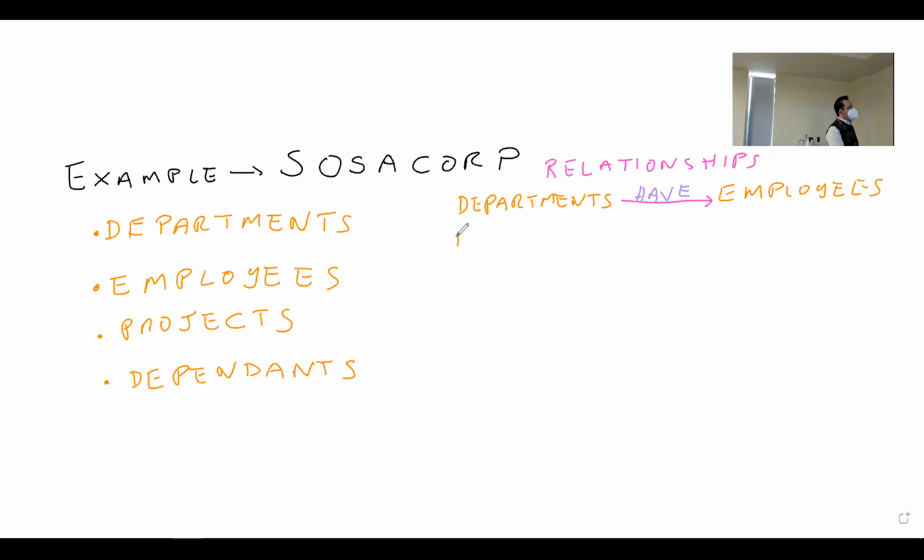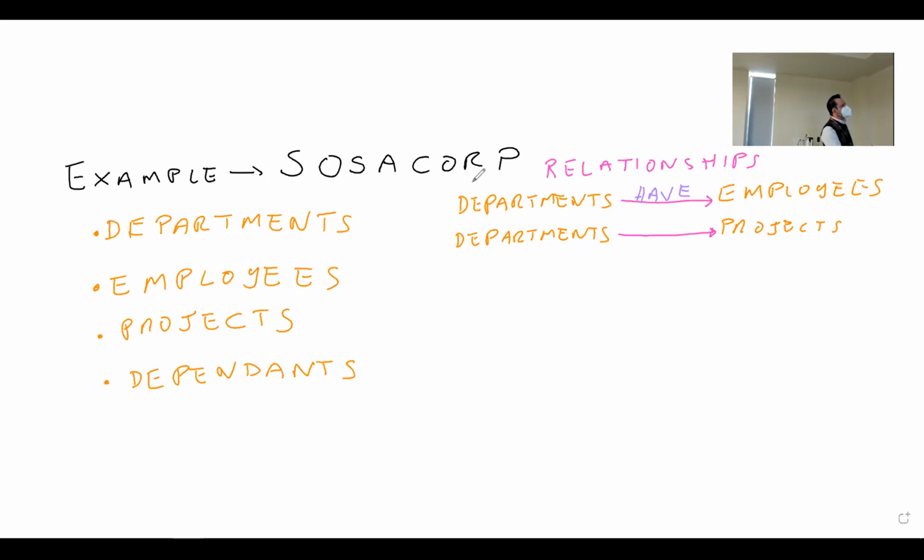Now I'm going to say departments and projects. What ideas do you guys have here? Departments and projects. How could I connect them? It could be have as well. We could say departments have projects. Yeah, we're not going to use have for everything, but on a basic level, has makes sense.